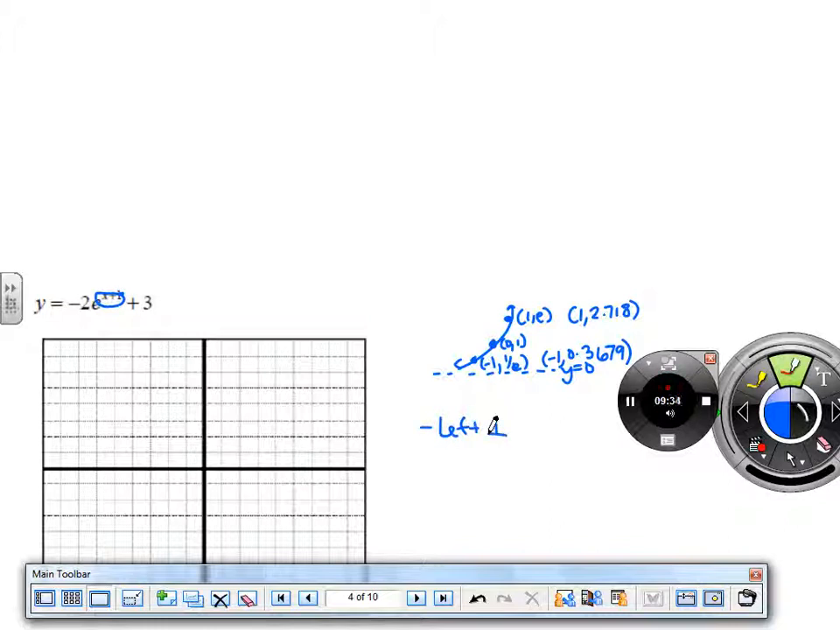And then we have a few vertical ones. We have the negative, the 2, and the plus 3. So the negative is going to be a vertical reflection. The 2 is going to be a vertical stretch. All those distances times 2. And then the 3 is going to make the function go up 3.